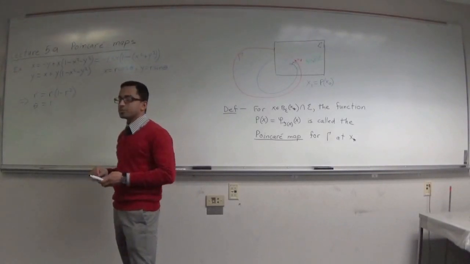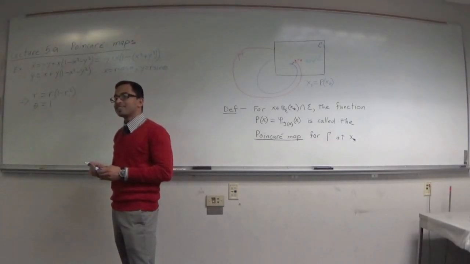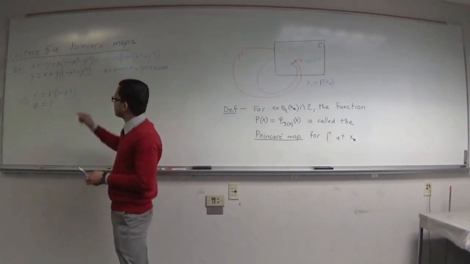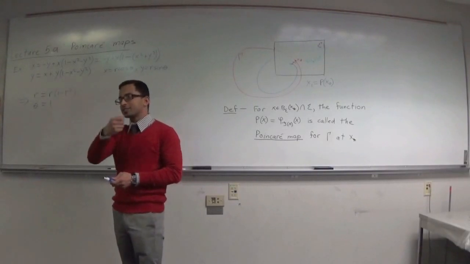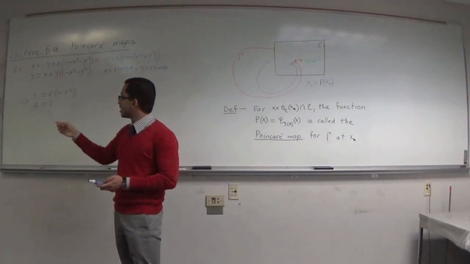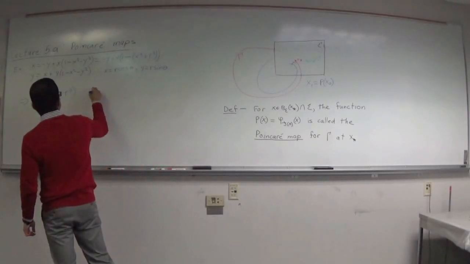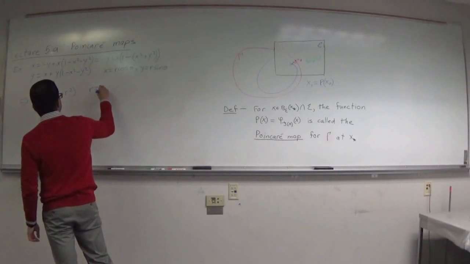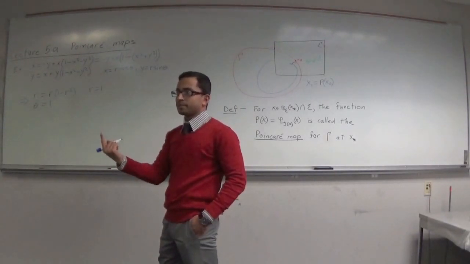What happens at r equals 1? It's a fixed point. The change is 0. Okay, so r is always going to be 1, right? So it's just going to be coming around. So it's a circle, right? At r equals 1. So here the periodic orbit is going to be r equals 1 as theta goes around.